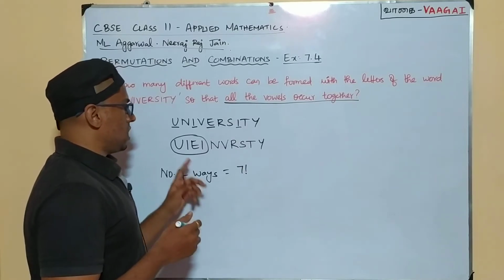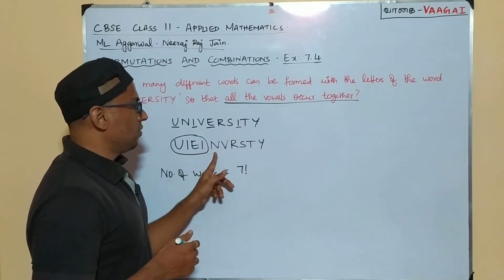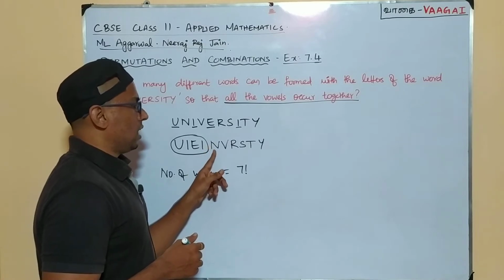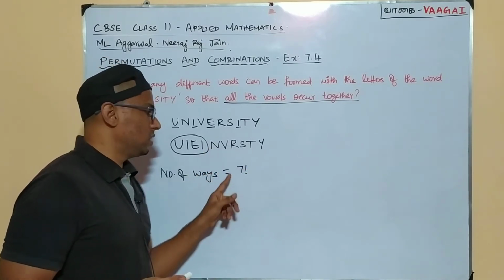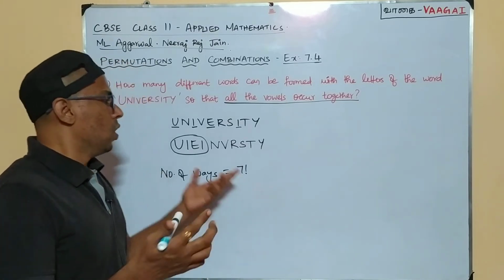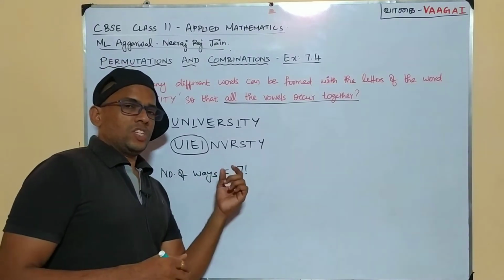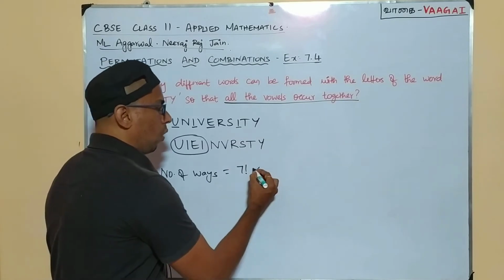So here if you see, this is one object, and the other objects, N, V, R, S, T, Y, none of them is repeated, right? So that means it is going to be simply 7 factorial. Okay, fine, yes. But for each of these 7 factorial ways, what next do we have to see?